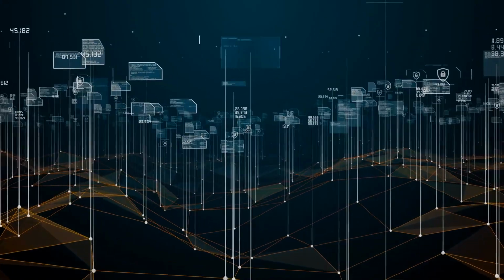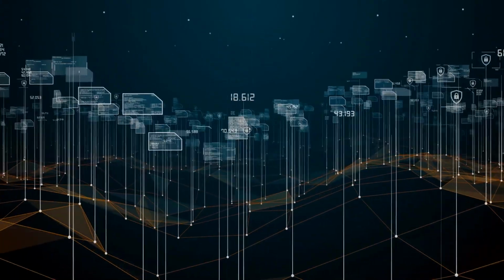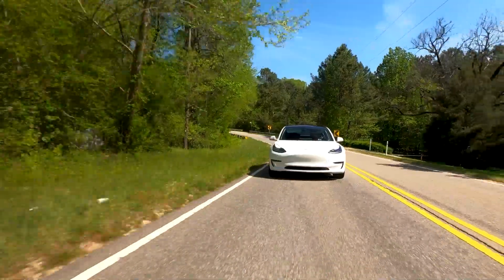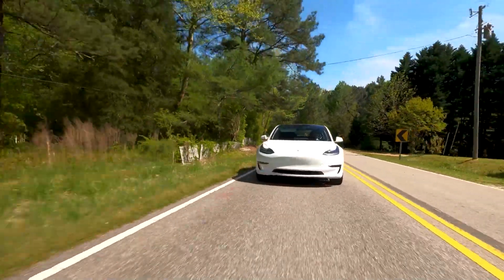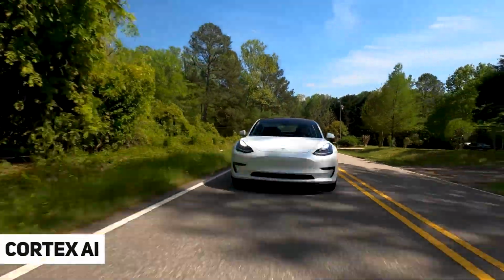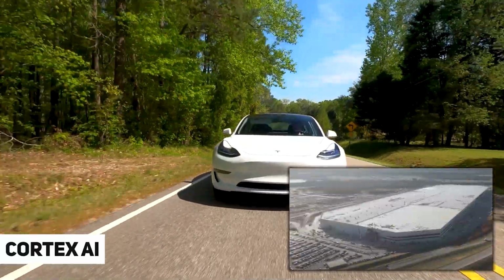And here's a fun fact. While all this AI power is being used for many things, Tesla's self-driving cars are powered by a separate AI supercomputer called Cortex AI, located at the company's Giga Texas plant.